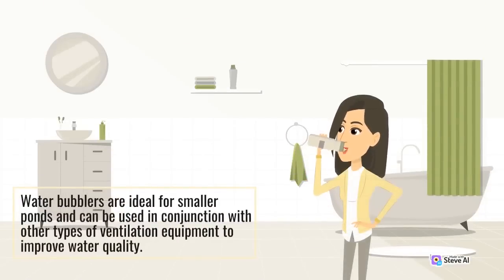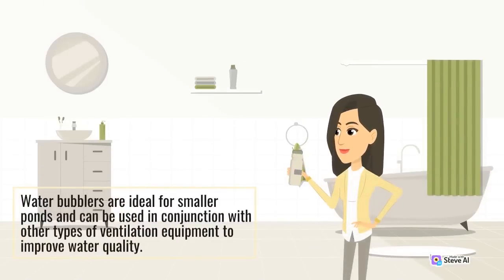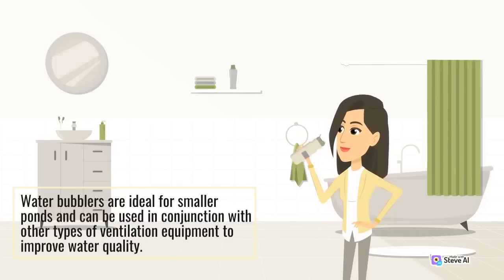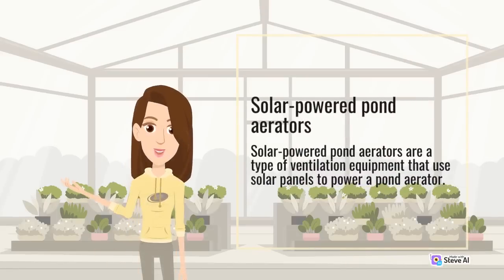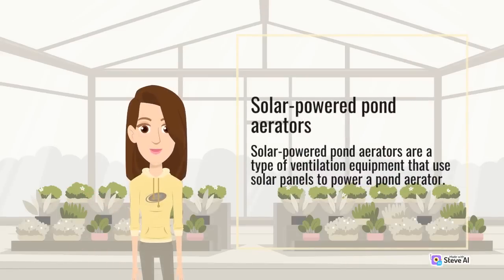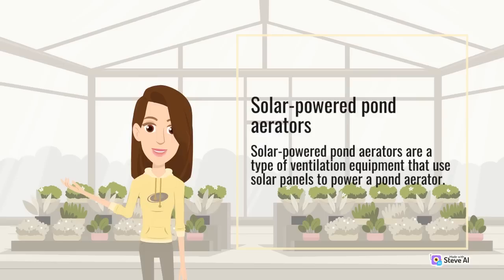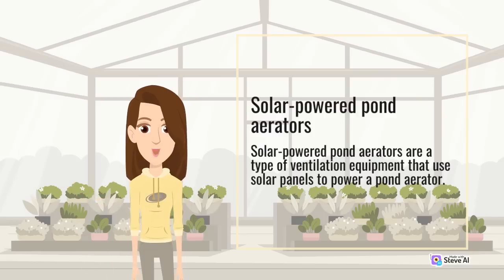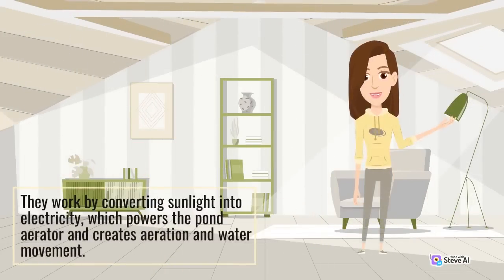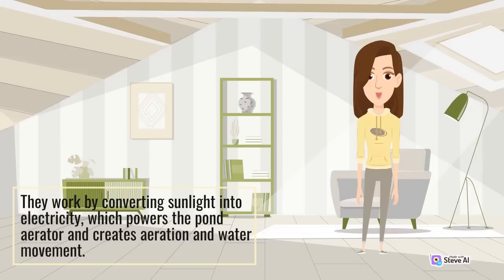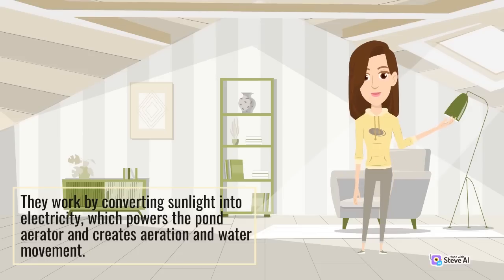Water bubblers are ideal for smaller ponds and can be used in conjunction with other types of ventilation equipment to improve water quality. Solar-powered pond aerators. Solar-powered pond aerators are a type of ventilation equipment that use solar panels to power a pond aerator. They work by converting sunlight into electricity, which powers the pond aerator and creates aeration and water movement.